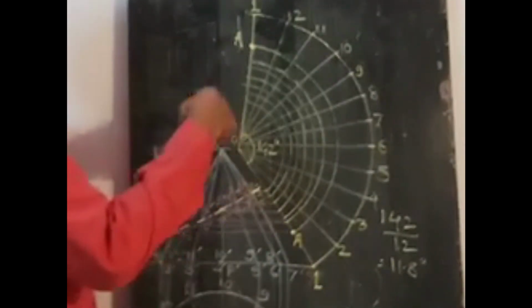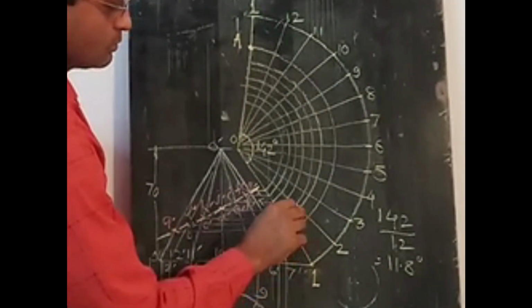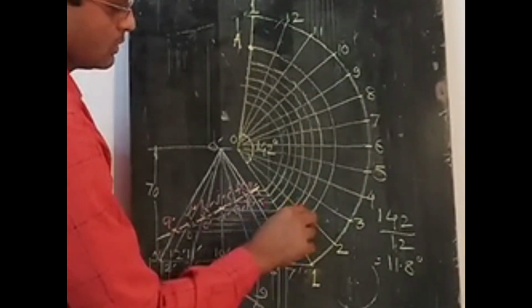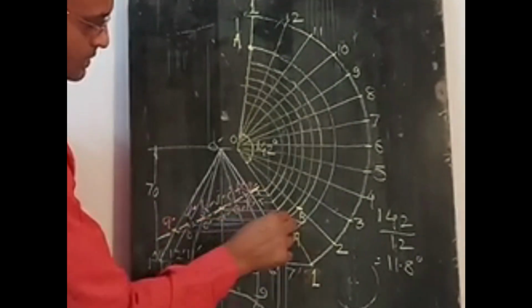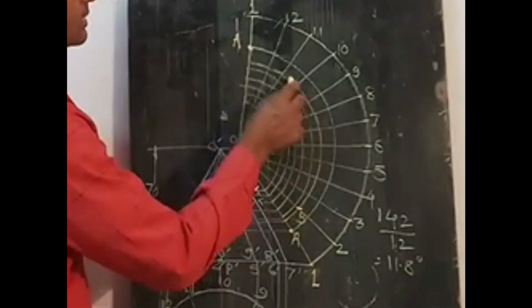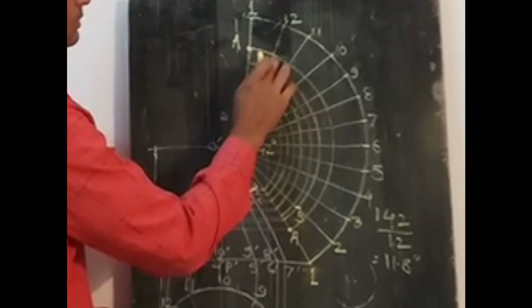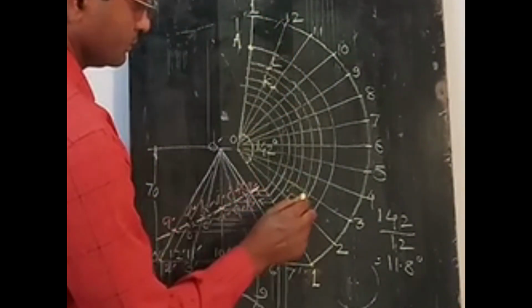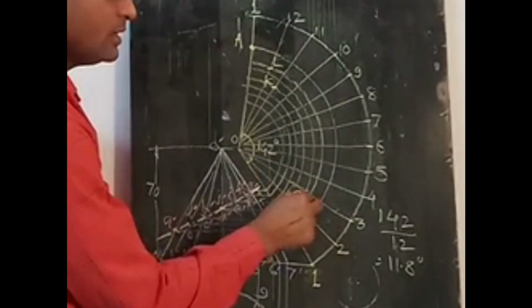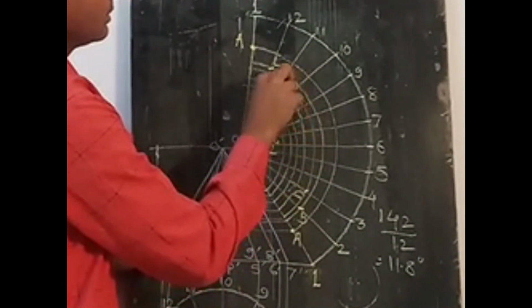Similarly, we can go on marking remaining points. So B is on 2 and we can see L. It is again on the same line but on generator number 12. So wherever it intersects 12, this is point L. So this is C and this is K.